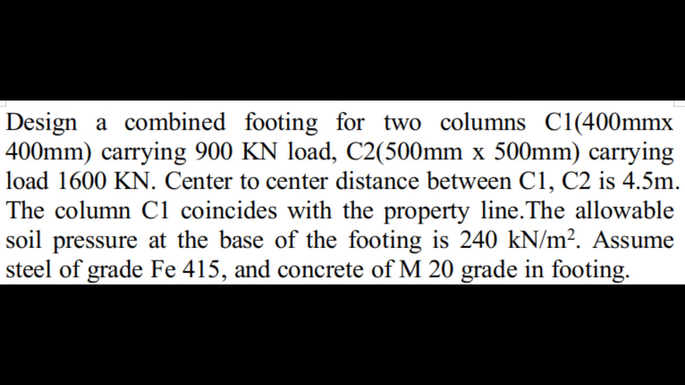Design a combined footing for two columns: C1, 400 mm by 400 mm, carrying 900 kilonewton load, and column C2, 500 mm by 500 mm, carrying load 1600 kilonewton. Center to center distance between C1 and C2 is 4.5 meter. The column C1 coincides with the property line. The allowable soil pressure at the base of the footing is 240 kilonewton per meter square. Assume steel of grade Fe 415 and concrete of M20 grade in footing. So this is the question.